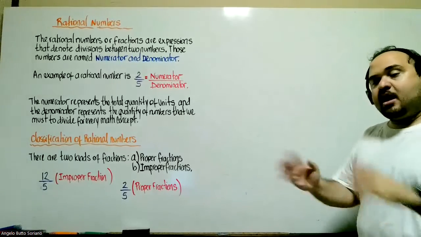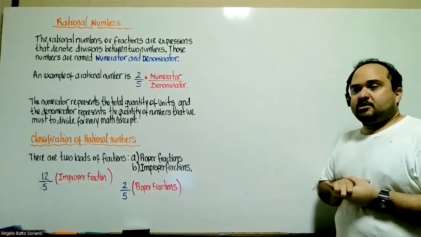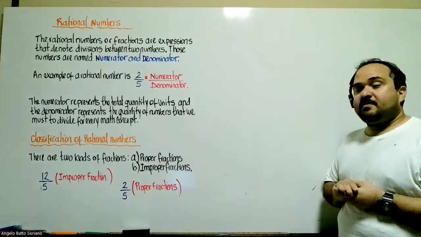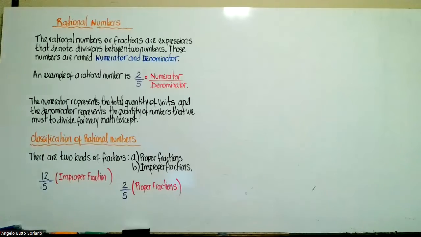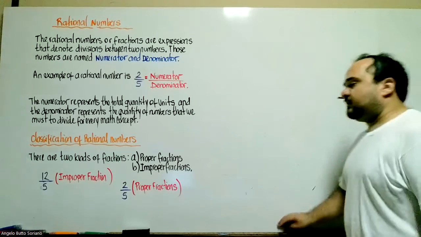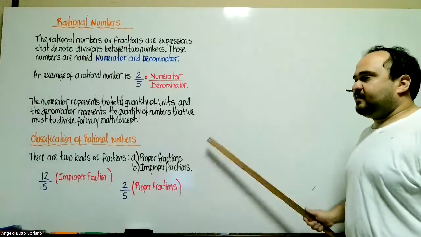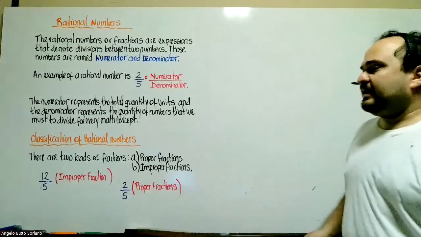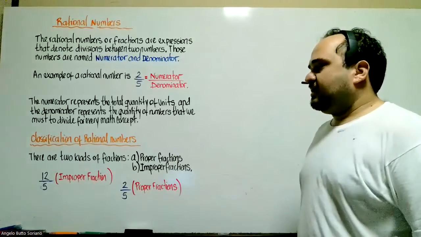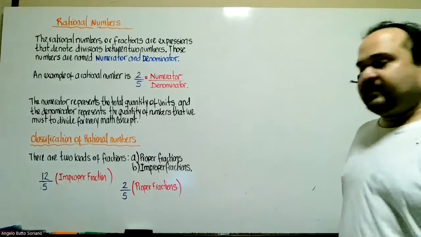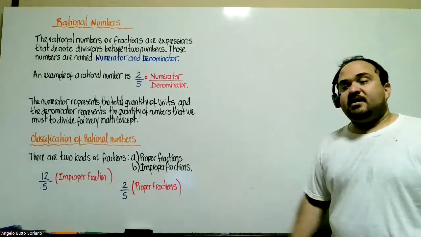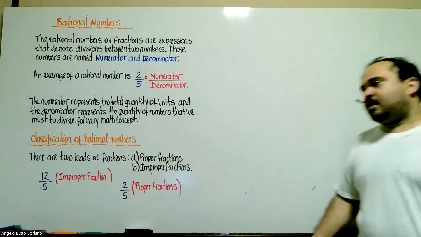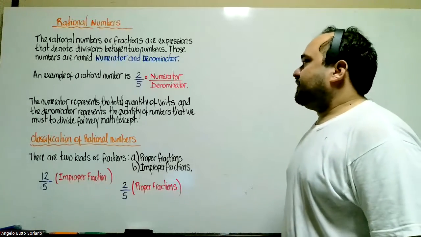Okay, but how can we classify these rational numbers? Well, these rational numbers can be classified in 2 ways: proper fractions and improper fractions. To explain this classification in more detail, we can see 2 examples. The first fraction is 12 over 5. That represents an improper fraction because the numerator is greater than the denominator. That's why we're talking about improper fractions.